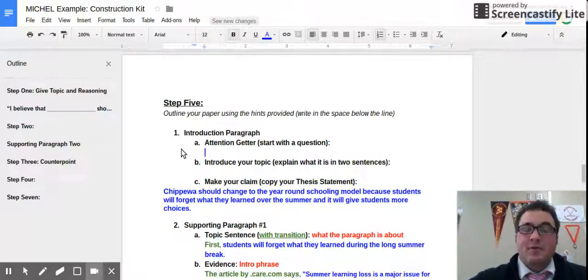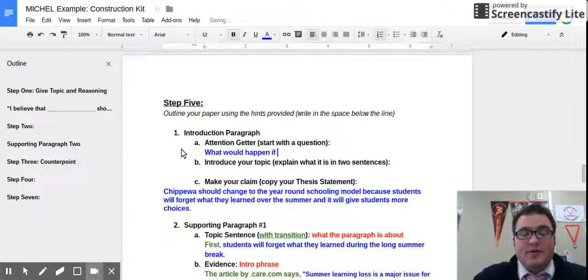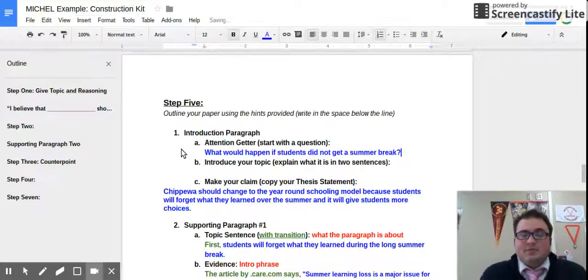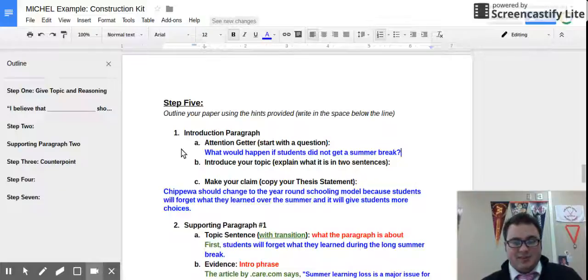Okay. I'm still going to leave out personal pronouns. A lot of students are having I's, me's, my's, you's. We don't want that in our paper, and that includes our attention getter. So my question, I want it to relate to my topic. My topic is Chippewa should change the year-round schooling model. So I would say, what would happen if students did not get a summer break? Okay, I'm just going to have one question. I don't want to start out with 2 or 3. Just one simple question just to get the reader a little interested. All right.